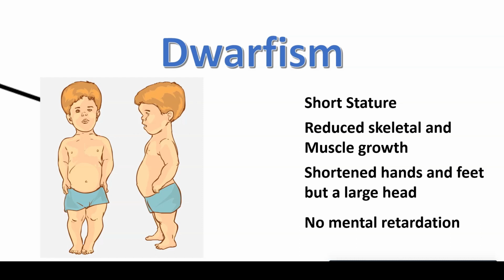Why are we talking about no mental retardation? This will be important later on when we talk about cretinism. Because cretinism is quite similar to dwarfism morphologically. But the difference would be that in cretinism, there would be mental retardation, and in dwarfism there would be no mental retardation. There won't be any problem in reproduction either.